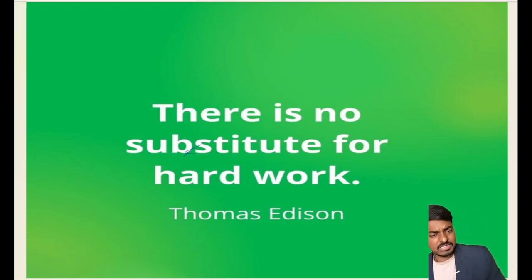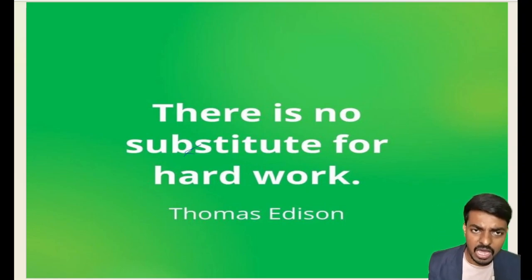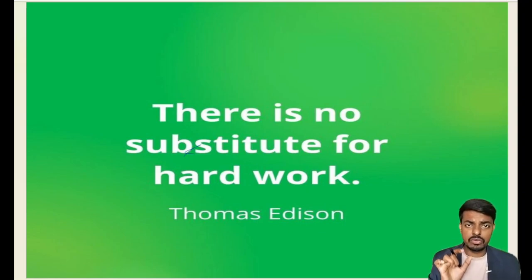Okay, so students, there is no substitute for hard work. This is a standard motivational quote for you all. Students, you have to work hard, then only you will get your success. There is no substitute, there is no shortcut.